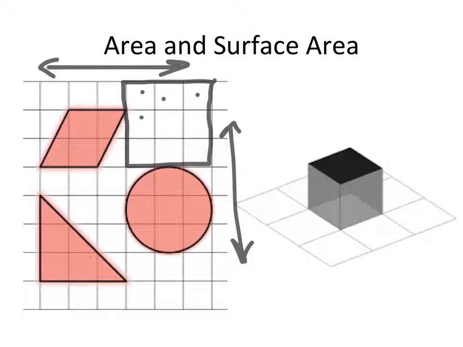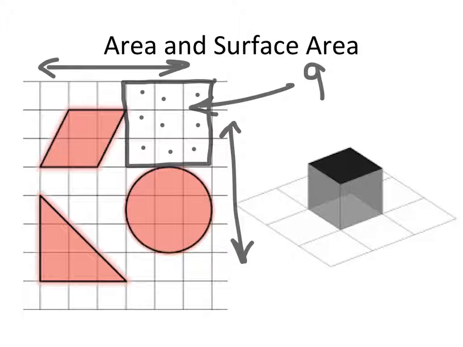1, 2, 3, 4, 5, 6, 7, 8, 9. So the area of this is 9 square units. I can look at my circle and I can estimate the area. We just worked with the area of a circle, so we know how we could find it exactly.